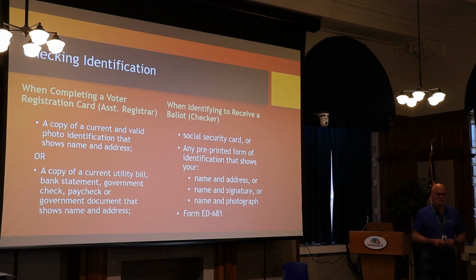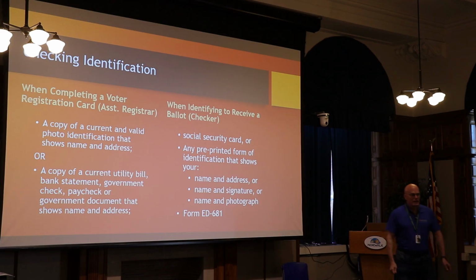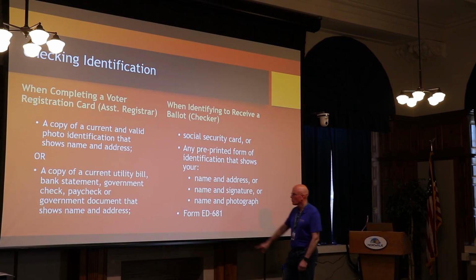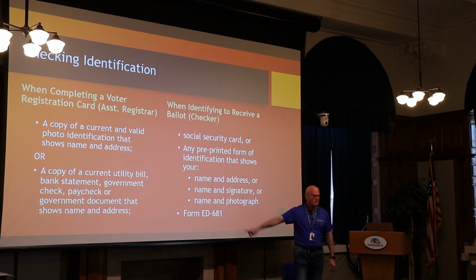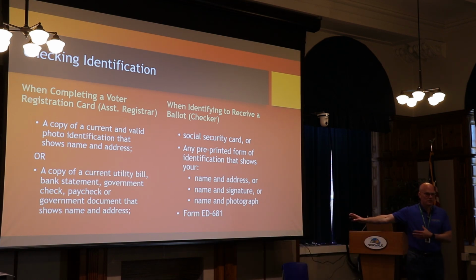The process goes: hi, I'm Matthew Lane, I'd like to get a ballot. I give you my ID, and the checker checks to make sure that the ID matches this. If they don't have an ID, yet they say, I'm the person on the list, they can fill out Form ED-681, and the moderator will help them with that. So if there are any issues there, send them to the moderator.